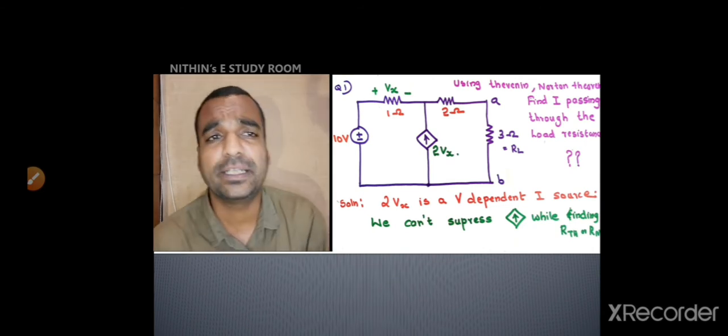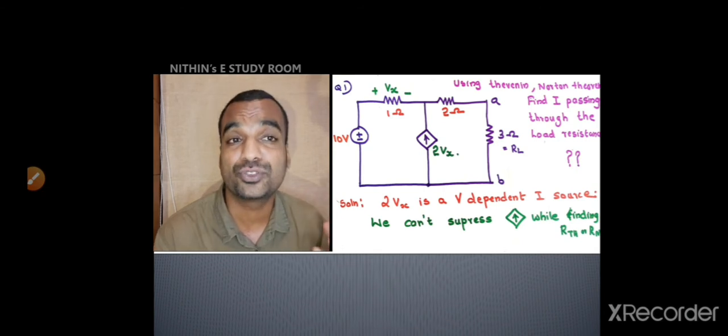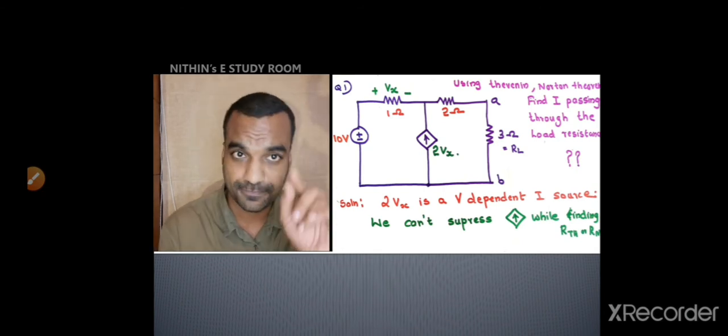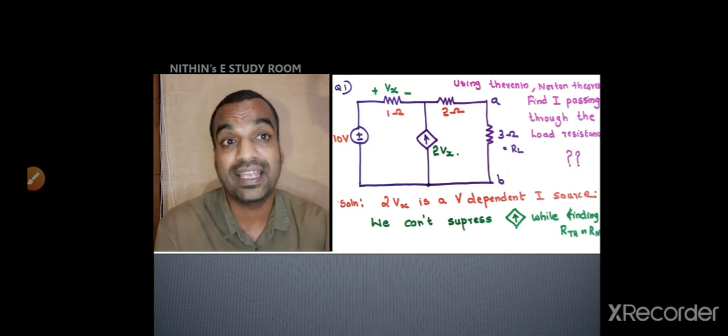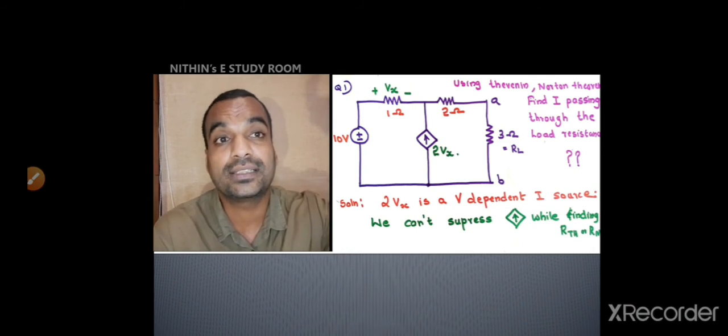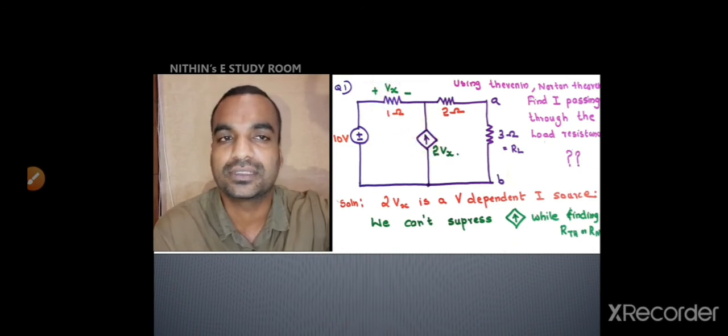And that current source is depending on some other voltage because 2 Vx, its value is depending on Vx, and Vx is the voltage across this 1 ohm resistor. So this current source is depending on the voltage across this 1 ohm resistor. That is the case.